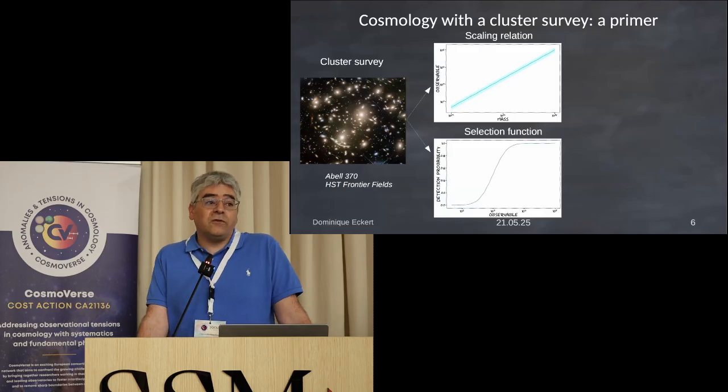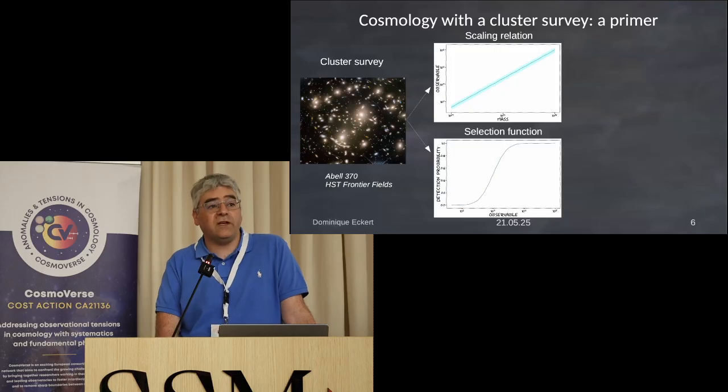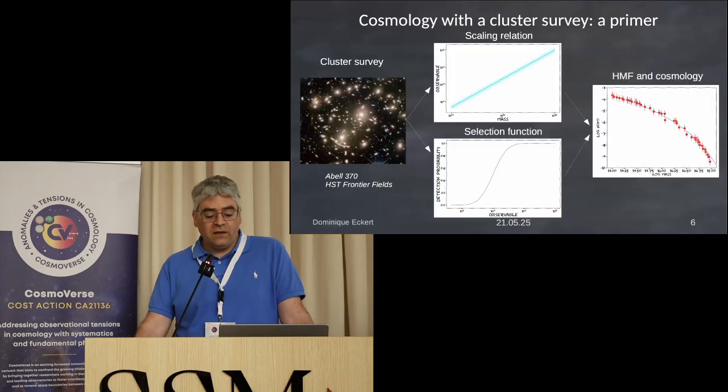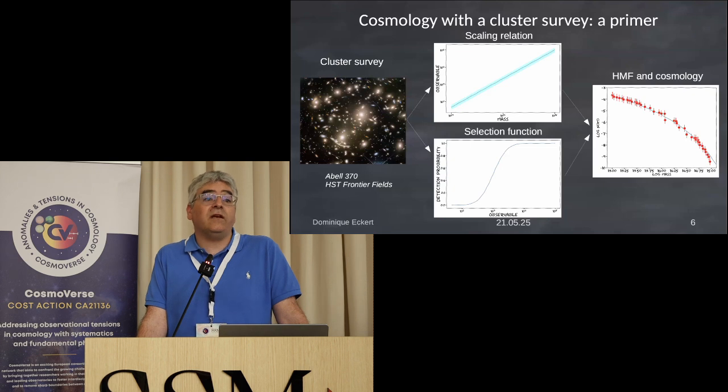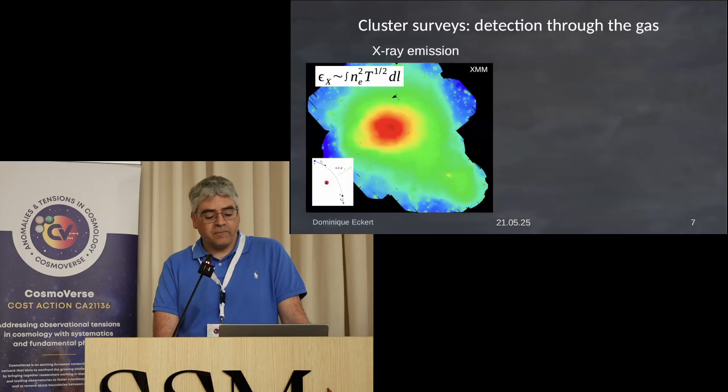On top of that, of course, you need a selection function. So you need to know how well you're able to detect your systems given this observable that you're using to detect them. And then when you put those things together, you can reconstruct your halo mass function and you can fit your cosmological model. So that's, say, the general idea of how this works.